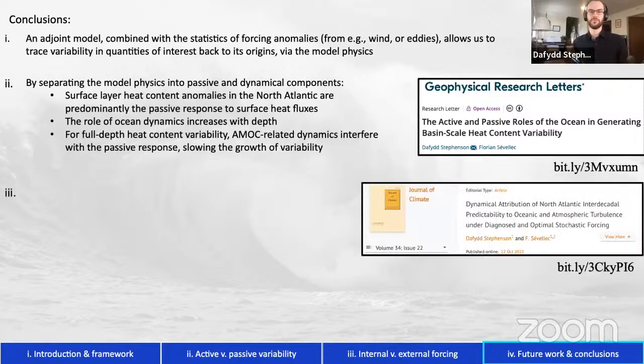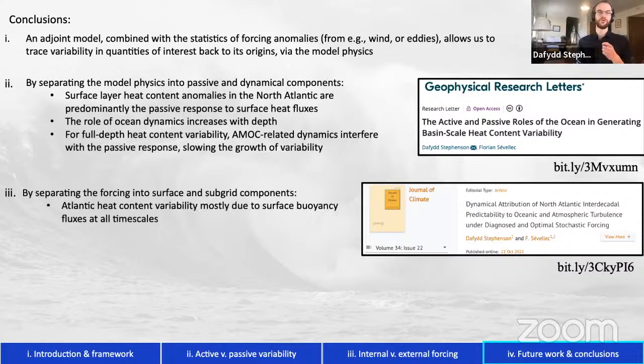In part three, which was taken from our paper in the Journal of Climate, we saw that by separating the forcing component into a surface component and a subgrid component, Atlantic heat content variability is mostly due to surface buoyancy fluxes in both the subtropical and subpolar region, and also at all timescales that we considered.